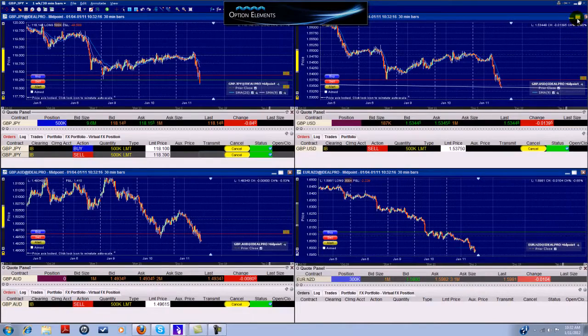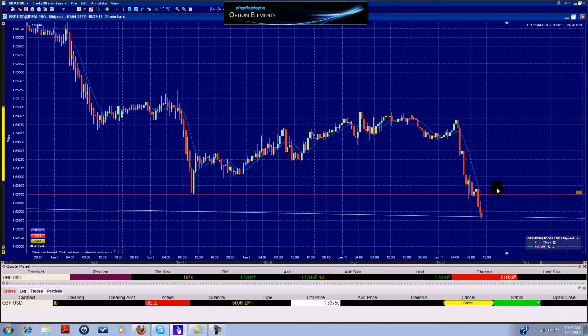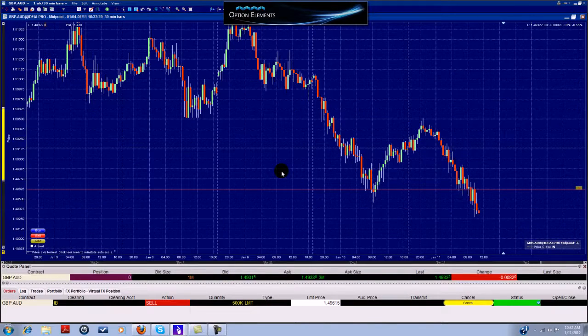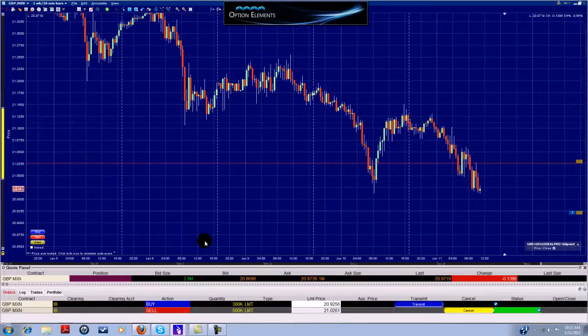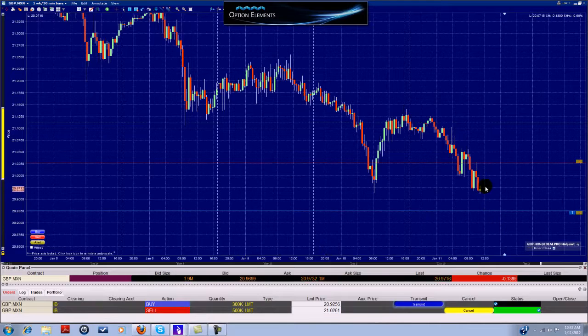Meanwhile, we still have our sell order in here in the British pound USD. Didn't get filled on it. And we've got a sell order in on the British pound Australian dollar up here. Got close to it, but no cigar. And our Mexican peso, still messing around. We haven't got filled on either order in it.